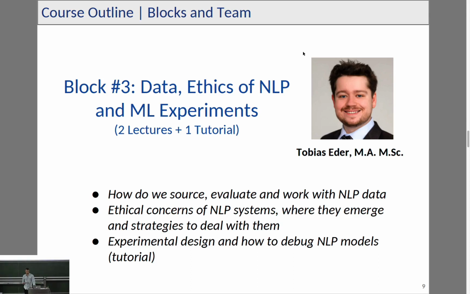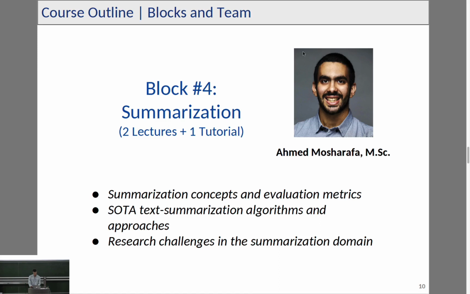So you will look at how to evaluate resources, whether the training respects certain constraints that are fundamental to, well, safely and also ethically have a system in place. And I think he also has a pretty strong focus on debugging and what to do when a model doesn't perform the way it should. Then, block number 4, Ahmed.